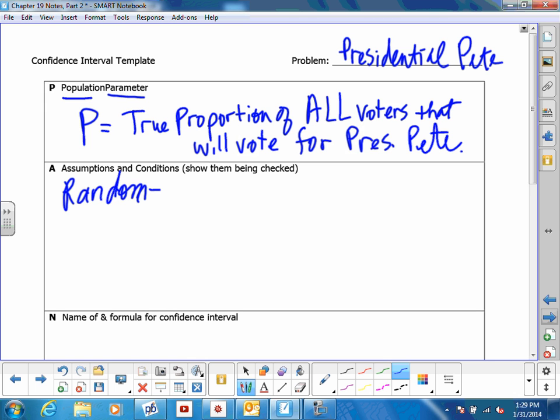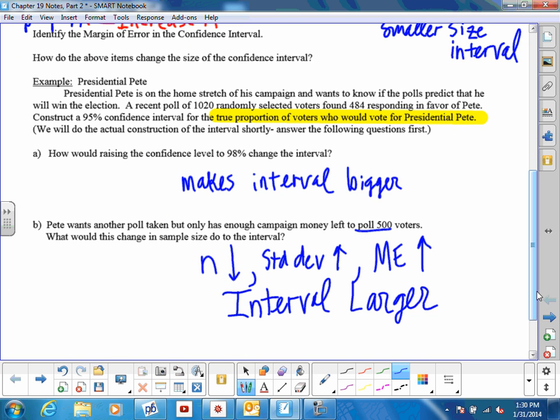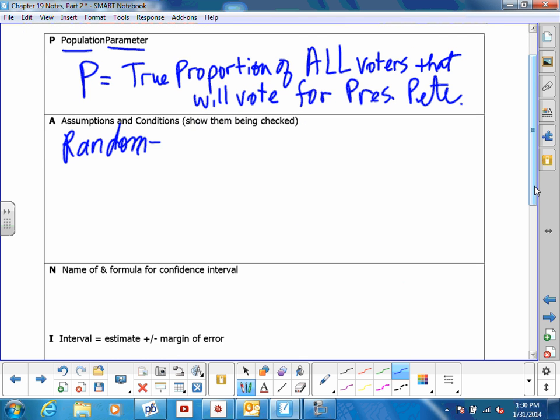Random. Your choices are stated or assumed. Stated or assumed a representative sample. So what do we got here? Yep, this one is stated that the sample was randomly selected. Okay, so here we go. Stated. All right. What's next?